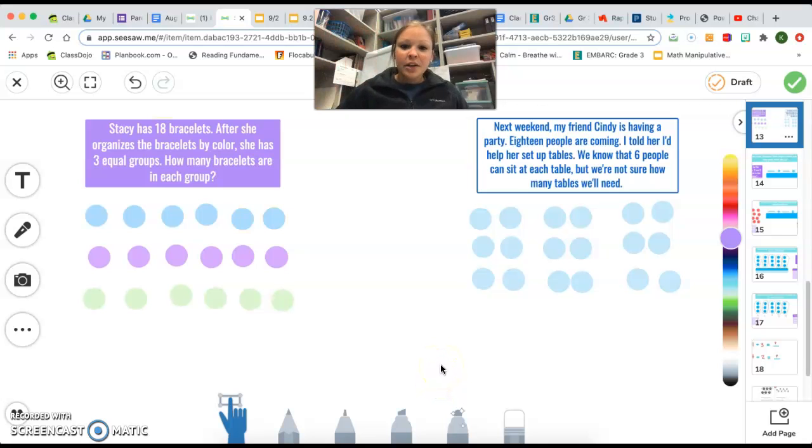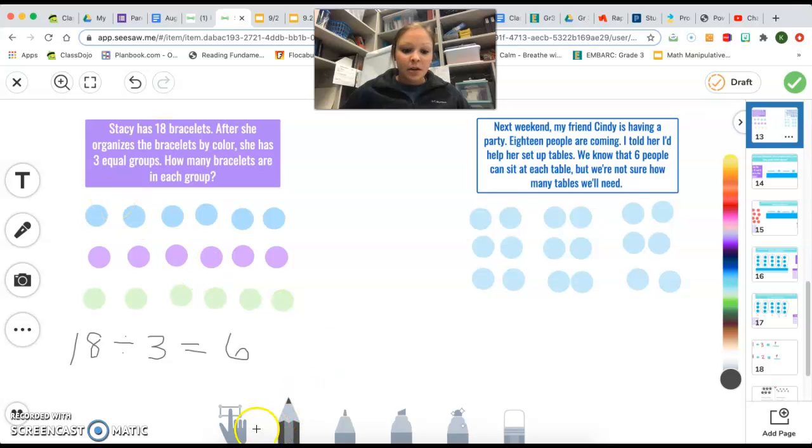Hi friends! So today we're going to go back over the two problems we talked about yesterday, which was the bracelet problem and the party problem. So here we had Stacy has 18 bracelets, that was our total. And after she organized them by color, she put them in 3 equal groups. She divided them into 3 equal groups, and we figured out that there were 6 in each group.